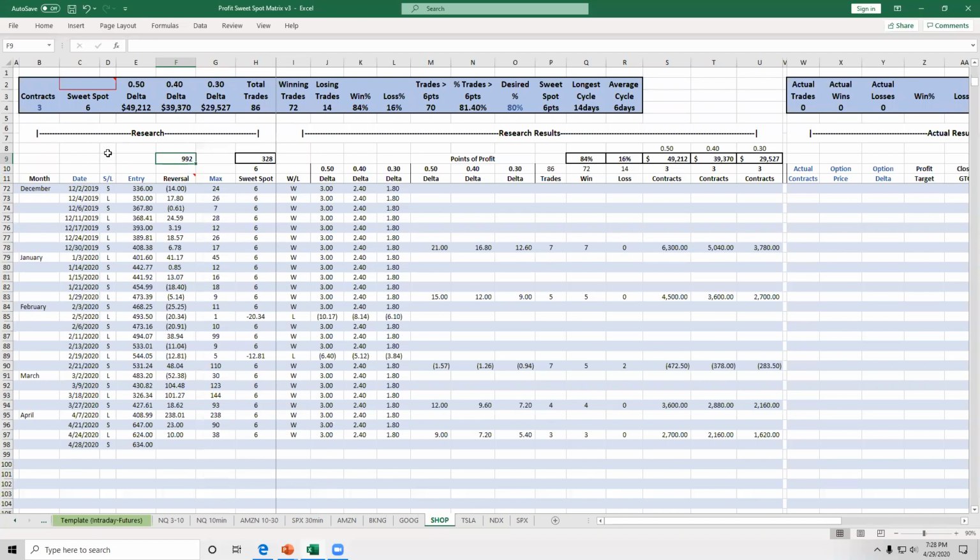That 992 points is the total number of points that you would have accumulated since January of 2019. And if you use a sweet spot, an 80% sweet spot, you're accumulating 328 points. Now that's a pretty healthy difference, 654 points. And we have a lot of discussions around that with people who use the PSSM extensively.